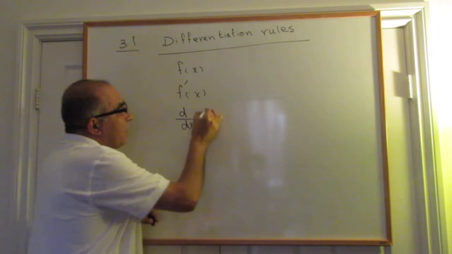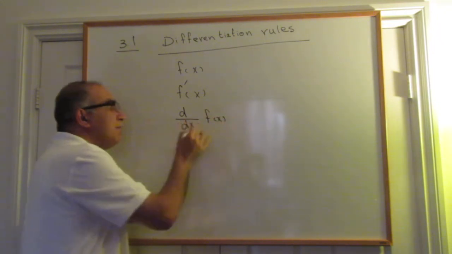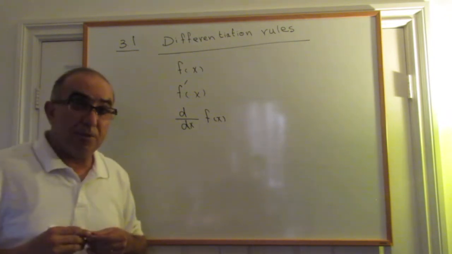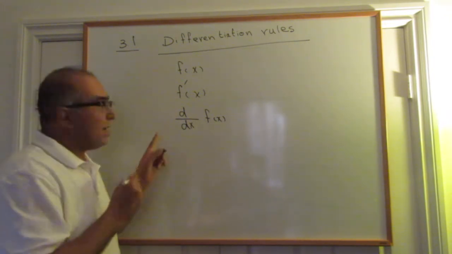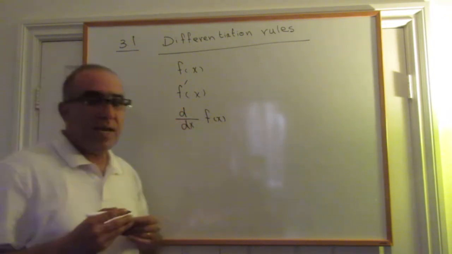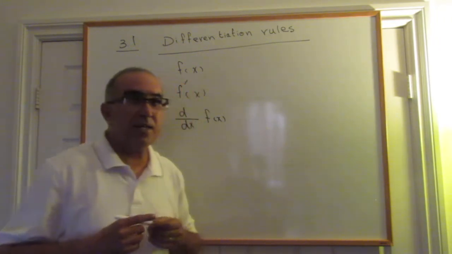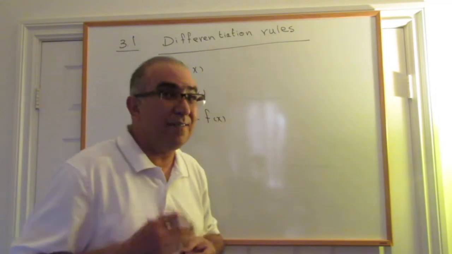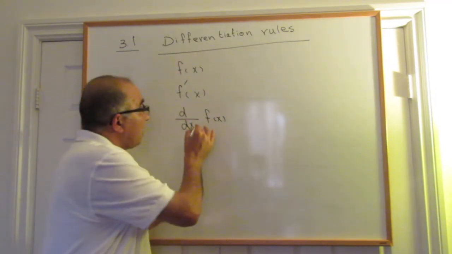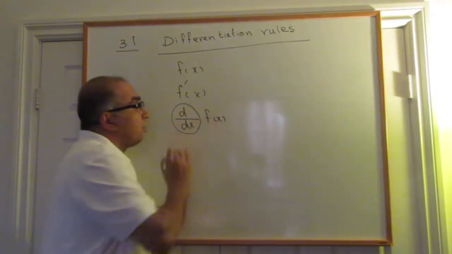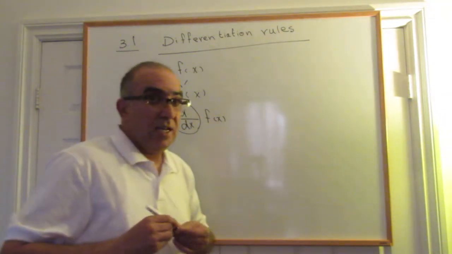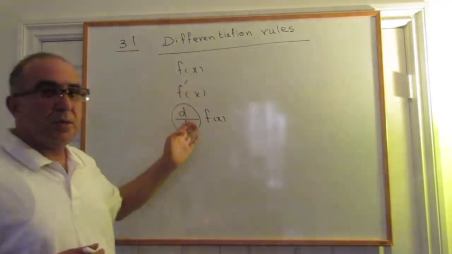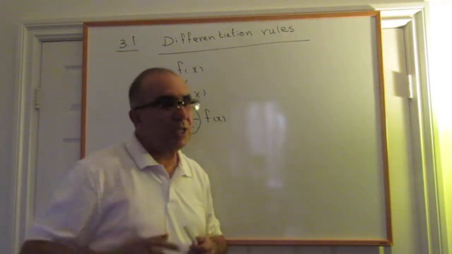d over dx of f of x means the first derivative of your function. Remember, if you are using d over dx of f of x, d dx or d over dx doesn't show a ratio. It's just an operation notation for derivatives. It's not a ratio, correct? These are the two ways that we use for the notation of derivatives.